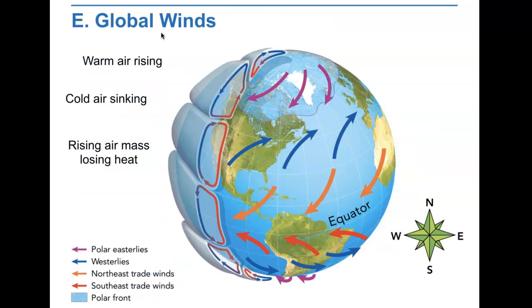Global winds. The unequal heating of the Earth's surface creates winds and ocean currents. Air that is heated in a warm area, such as near the equator, expands, becomes less dense, and rises. As the air rises, it spreads north and south, losing heat along the way. As the air cools, it becomes more dense and sinks.